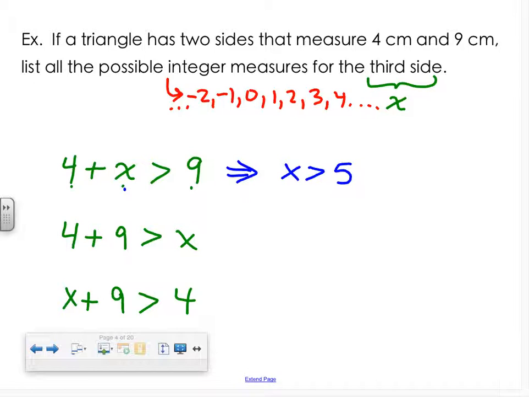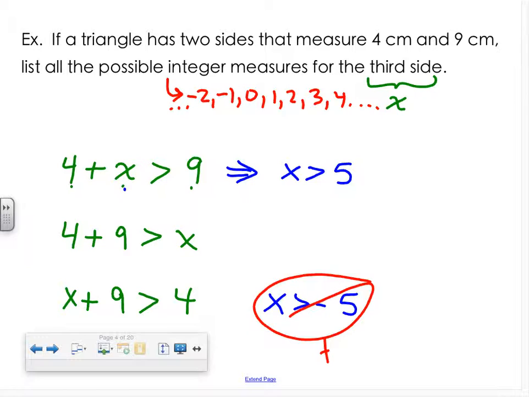And then for the bottom one, this one's kind of trash because you get x has to be greater than -5. Of course it's going to be greater than -5. It's going to be a side length. But we're going to get other good information from this one because this says x has to be less than 13.